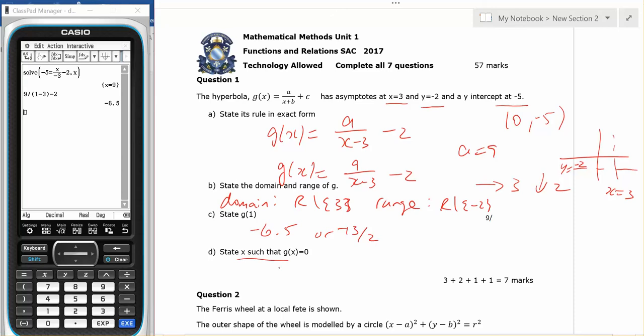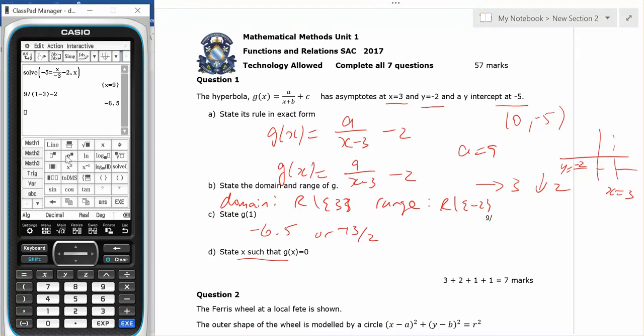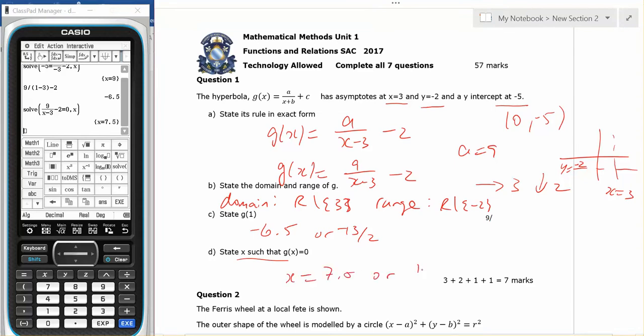Okay. x such that g of x equals 0. So you're going to let g of x equal 0. So you're letting the whole equation equal 0. So I'm going to go 9 over x minus 3, minus 2 equals 0. Interactive and solve. So essentially, you're trying to find the x-intercept. x equals 7.5, or 15 over 2. Okay, you're done. Next question.